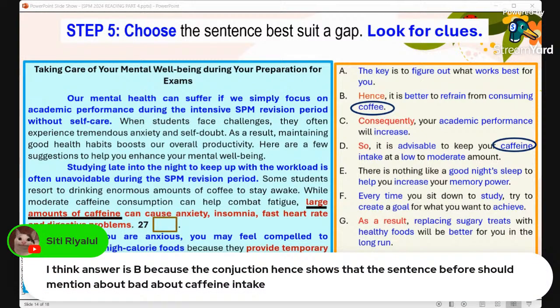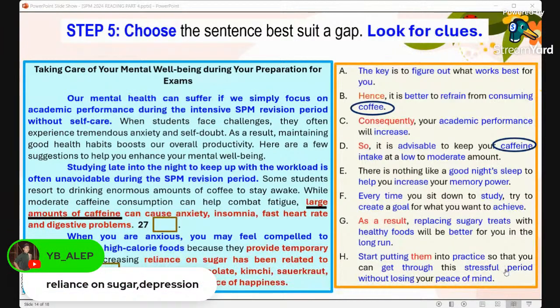Okay, I think the answer is B because the conjunction "hence" shows that the sentence before should mention something bad. I like that. I like when students answer us this way, right? Don't you? When they say, "I think the answer is B because blah blah blah."